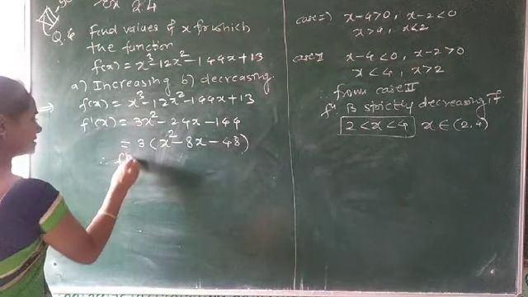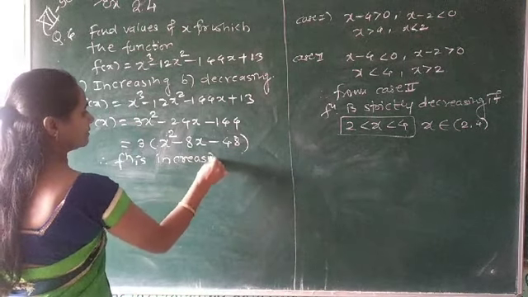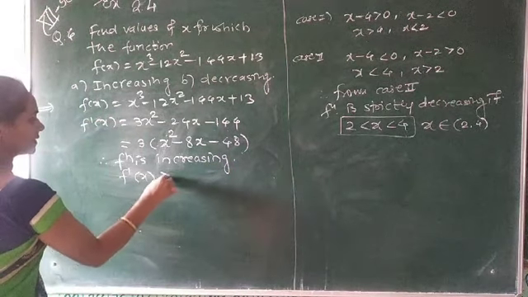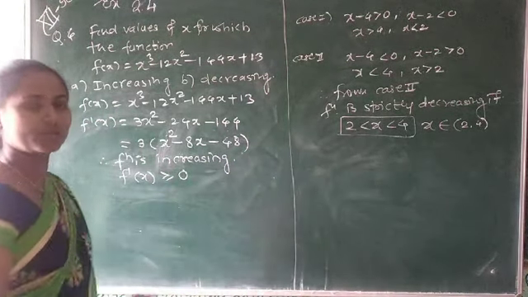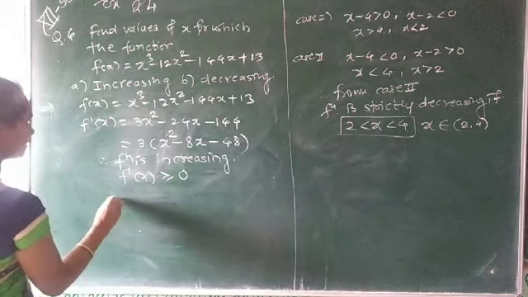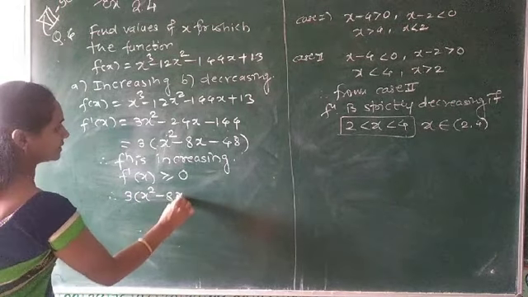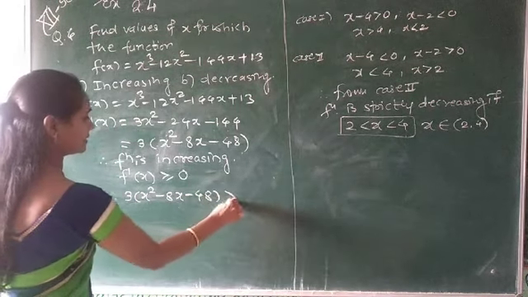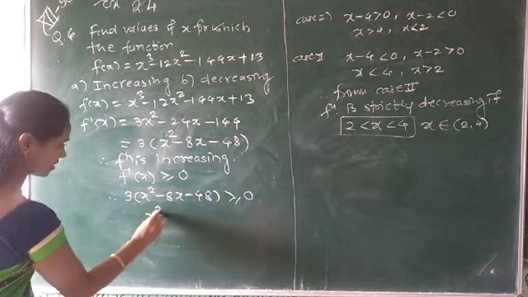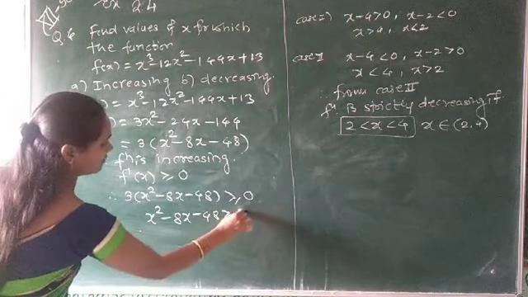Function is increasing. So write here f dash of x greater than or equal to 0. Here we have given only increasing, so we take greater than or equal to, that is 3 into x square minus 8x minus 48 greater than or equal to 0. Again the 3 on this side becomes 0. x square minus 8x minus 48 greater than or equal to 0.